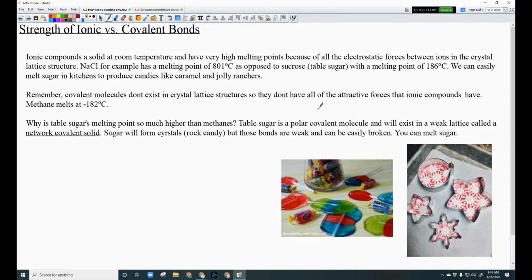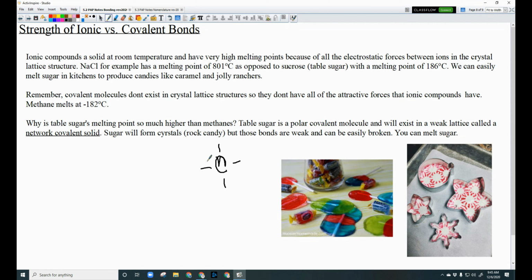Okay, and another covalent molecule, methane. Now we think of methane as a gas, methane gas at room temperature, and it is. And methane is just one carbon with 4 hydrogens attached to it, and it melts at negative 182 degrees Celsius. Okay, so very, very weak bonds in here.